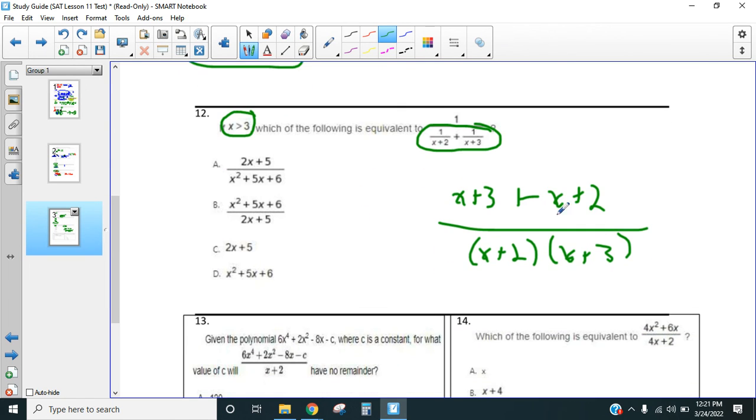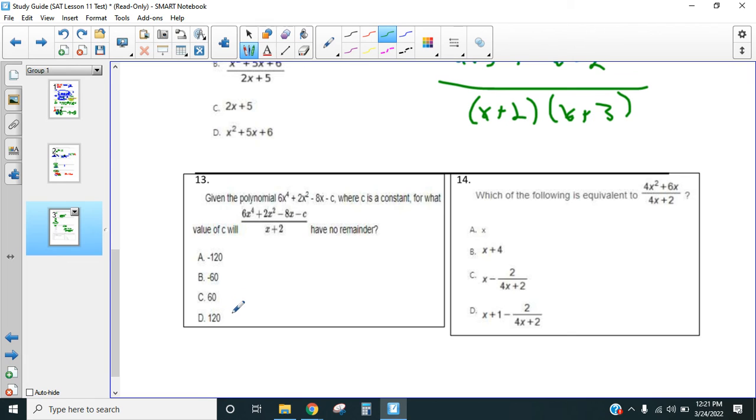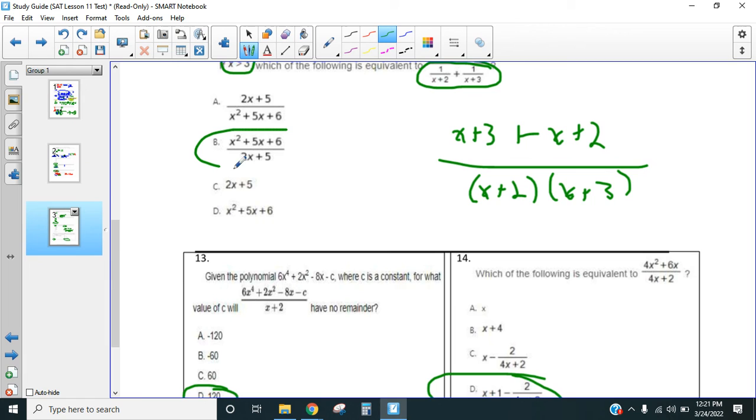All right, anyway, bell rang. 13 is D, and 14 is also D. 12 is letter B. I'll go ahead and keep working it out.